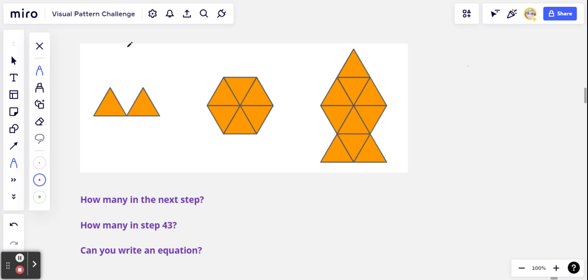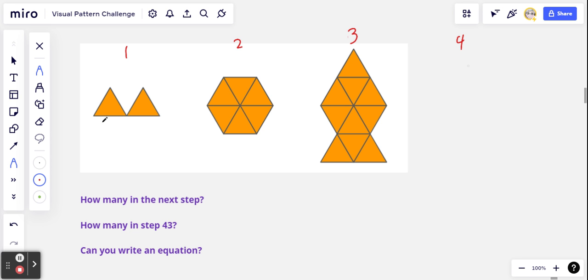Here's our pattern today. Here's step 1, here's step 2, here's step 3, and your challenge is to predict the number of triangles in step 4. If you can do that, can you predict the number in step 43? And can you write an equation that could be used to predict the number of triangles in any step at all? So that's the challenge. If you'd like to accept it, pause the video and see how far you can get.